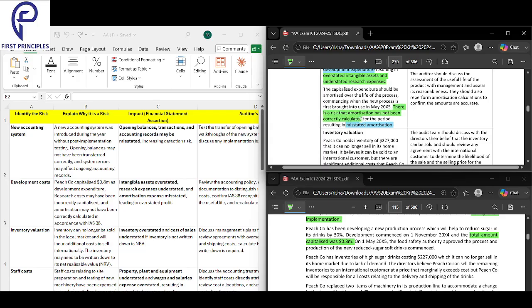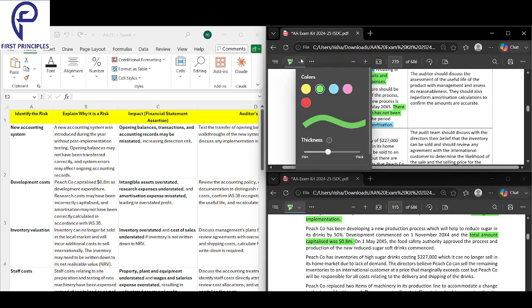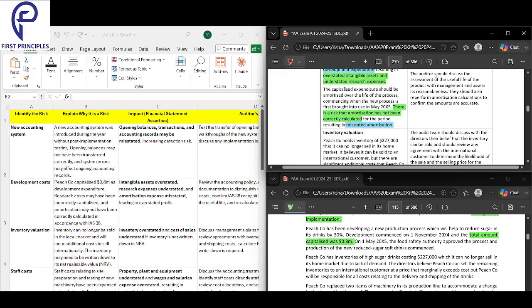For the period, amortization is not correctly calculated. So what you should do as an auditor is recalculate. They should reperform the amortization. Discuss the assessment of the useful life of the product. How did they get the useful life? We talk to the directors: how did you get the useful life? And then reperform the amortization.